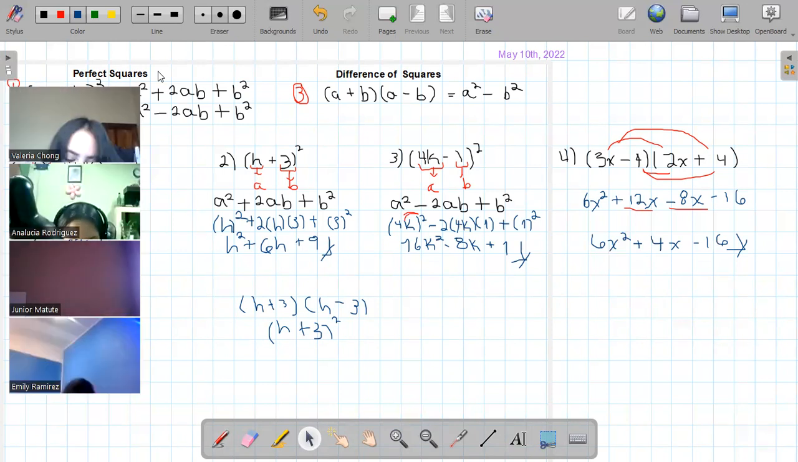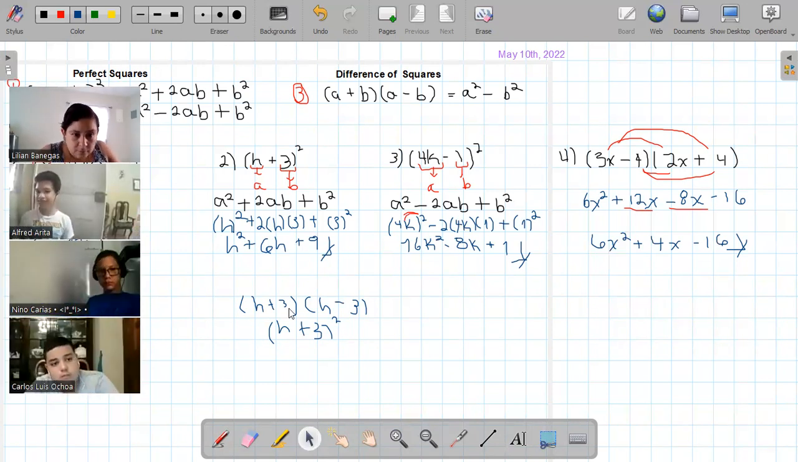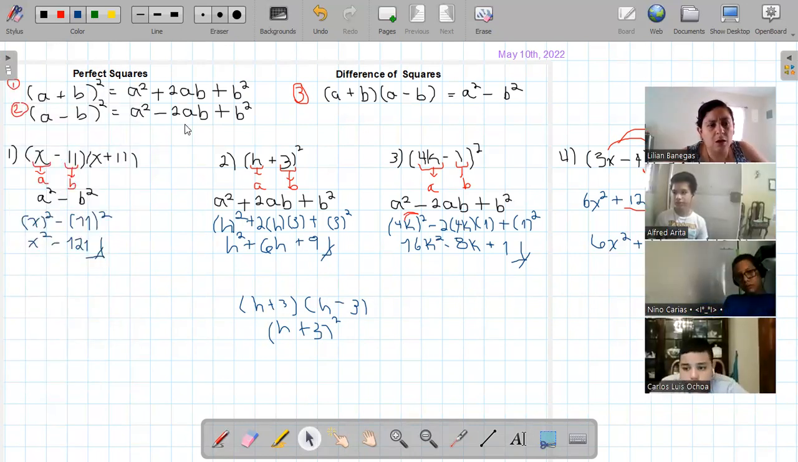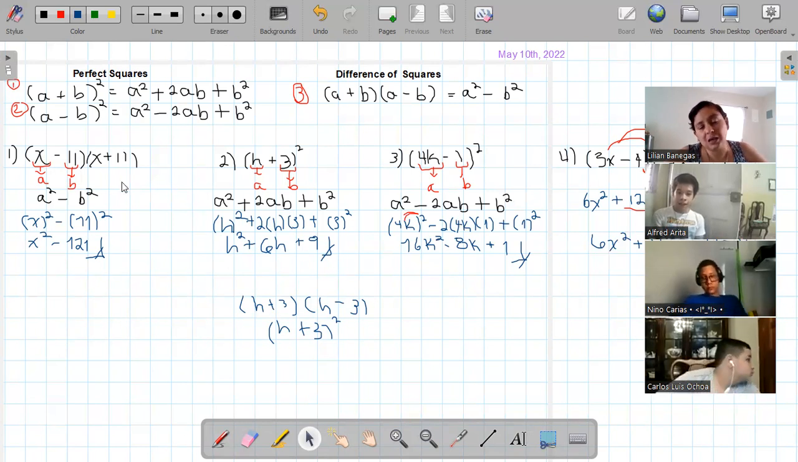Yeah, Miss. Number one, I don't understand. Okay, one more time with exercise 1. As you can see, we have x and 11 and 11. One is added, one is subtracted. It doesn't matter if the first parenthesis is the addition or the second one.